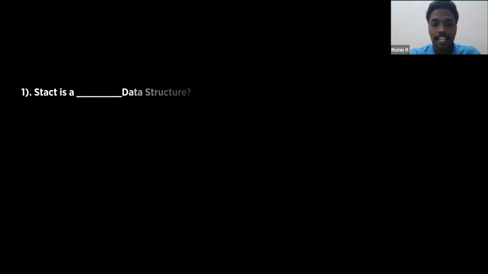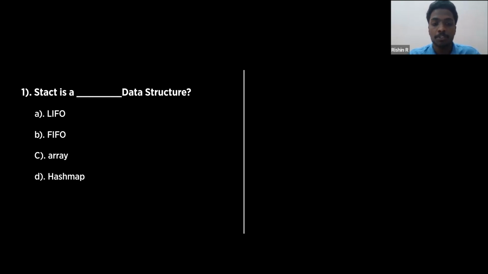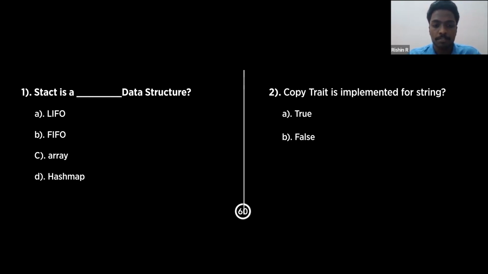The first question is, stack is a dash data structure. The options are LIFO, FIFO, array, hash map. The second question is, state whether true or false: copy trait is implemented for String. The options are true and false.